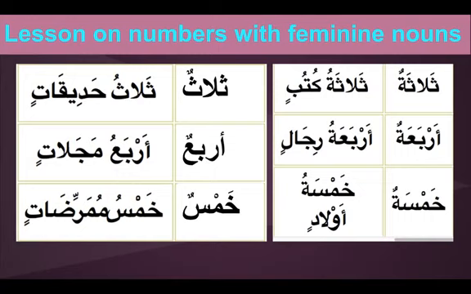If you are using a feminine noun, we say thalathu hadiqatin, arba'u majallatin. See, arba'u, it's not arba'atu, arba'u. Khamsu mumarridatin, five nurses. Hadiqatin is gardens.